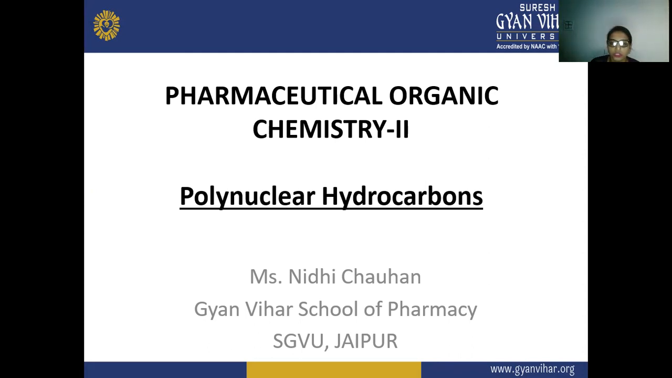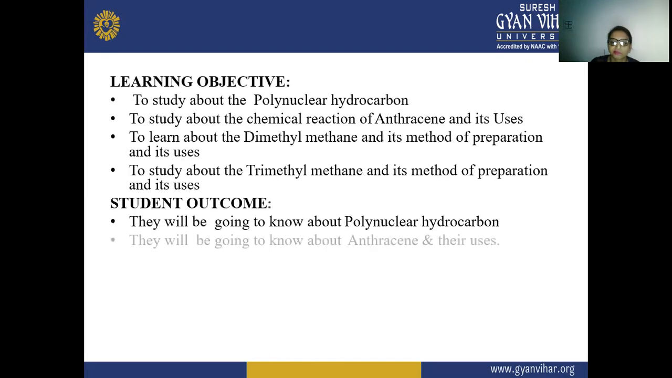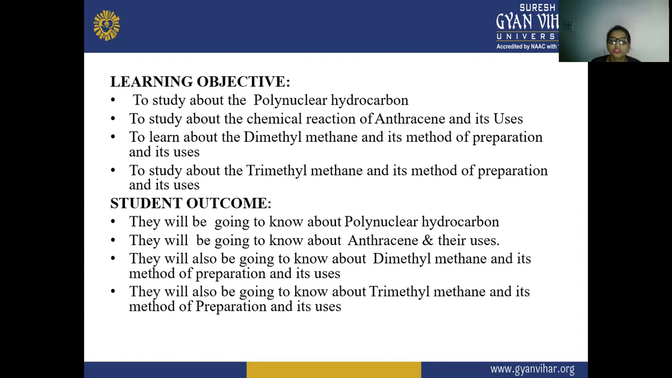So today's learning objective is that we are going to study about the polynuclear hydrocarbons, and also in the previous lecture I have told you about the method of preparation of the anthracene. Today we are going to study about the chemical reaction of the anthracene and its uses, and the fourth compound of this polynuclear hydrocarbon is your dimethylmethane, and its method of preparation and its uses and its chemical reactions.